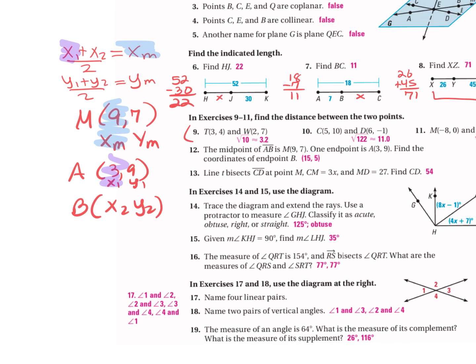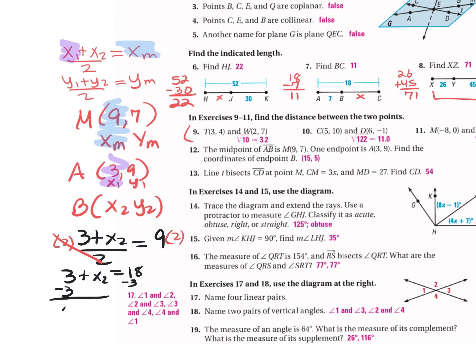So let me replace what they gave me. I'm doing 3 plus X2, divided by 2, equals 9. I need to work backwards. The first thing I'm going to do is get rid of the fraction by multiplying both sides by 2. Then I'm left with 3 plus X2 equals 18. Subtract 3, and the X of my endpoint is 15.